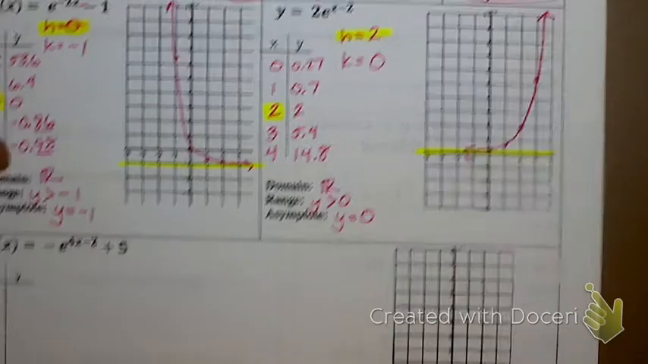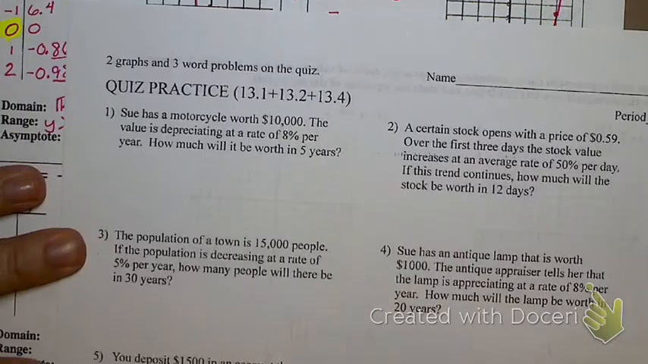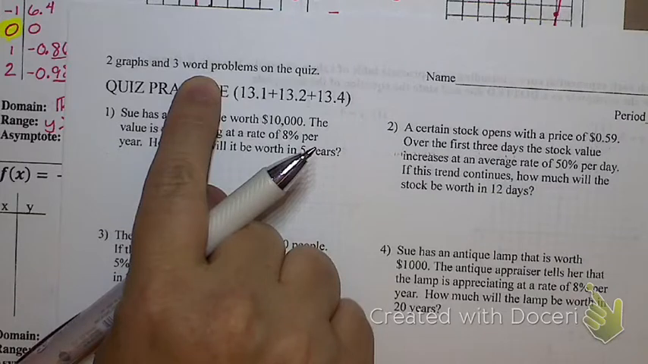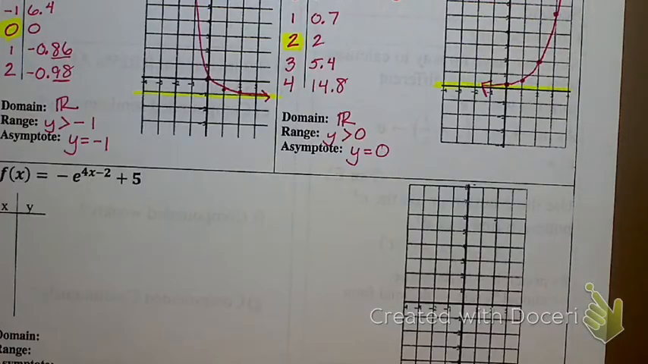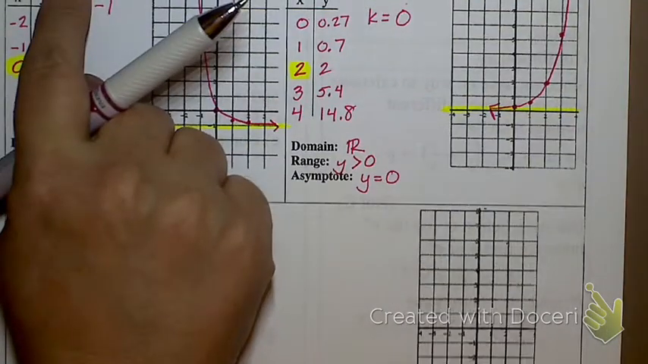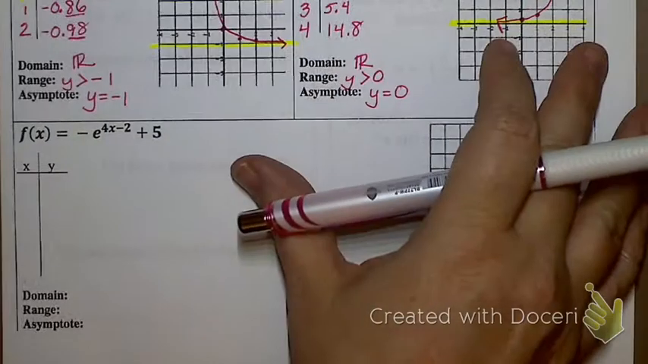Okay. By the way, do you know what's on your quiz? You would if you read the top of your homework. This was your homework last night? 2 graphs and 3 word problems. Yes. The graphing will be on the quiz, but the equations will not have E. They will have real numbers. I mean, E is a real number, but they'll have nicer numbers. Okay? All right, let's look at this last one.